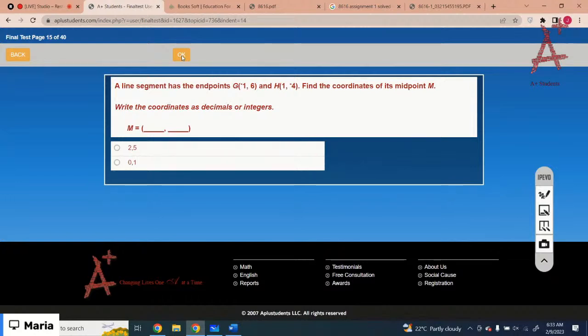A line segment has endpoints G and H. Find the coordinates of its midpoint M. So for this, you just have to add: 1 minus 1 is 0, so one of the coordinates is 0. 6 minus 4 is 2 over 2, so that would be 1. So the coordinates are 0 and 1. So just select the correct option and click on the OK button.